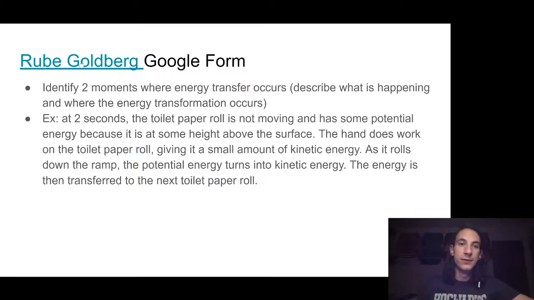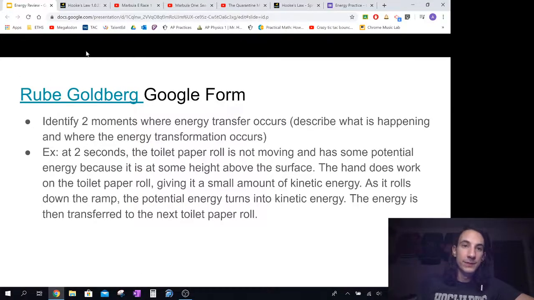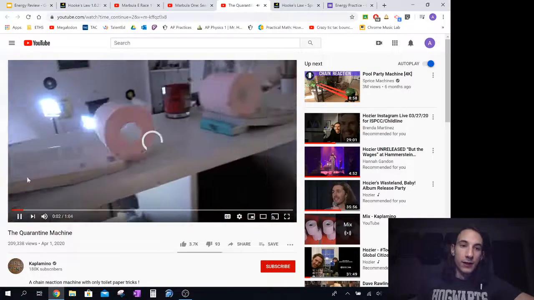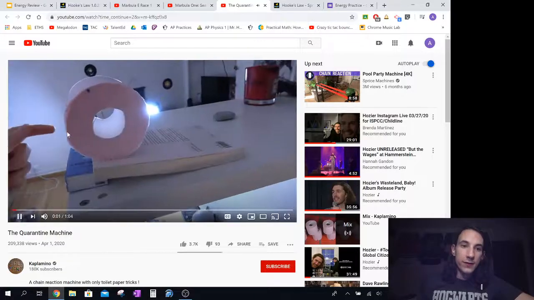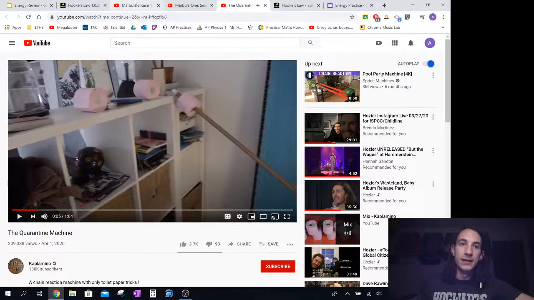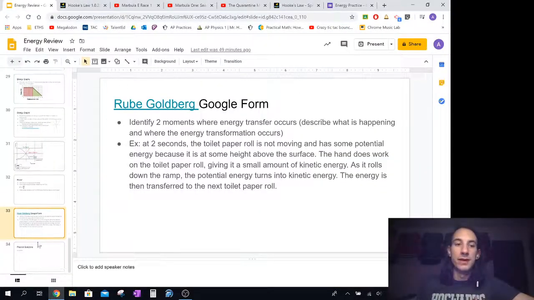Just as a little example, in the first little bit, we can say at 2 seconds, the toilet paper roll is not moving and has some potential energy because it's at a height above the surface. The hand does work on the toilet paper roll, giving it a small amount of kinetic energy. As it rolls down the ramp, the potential energy turns into kinetic energy. The energy is then transferred to the next toilet paper roll. So that's this very first part, where they tap it. At first it has no energy, then they push it over some small displacement, gets it rolling, and it gains this kinetic energy, both translational and rotational.